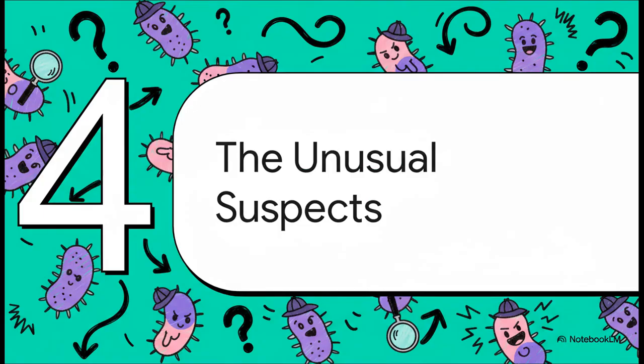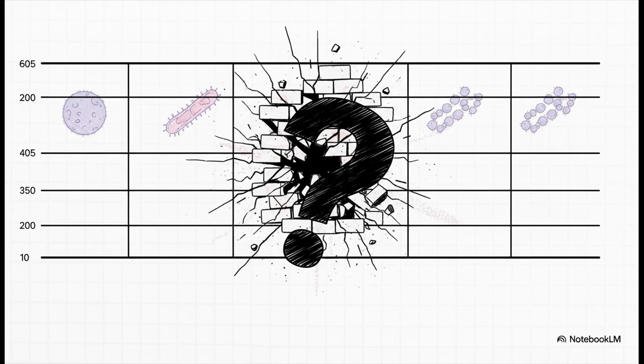You know, just when you think you've got it all figured out, you've sorted your suspects into purple ones and pink ones, the microbial world throws a few curveballs your way. Some of these bacteria, they just don't play by the rules. Yeah, these are the outliers, the masters of disguise that you just can't identify with our standard gram stain lineup. They need their own special investigative techniques.